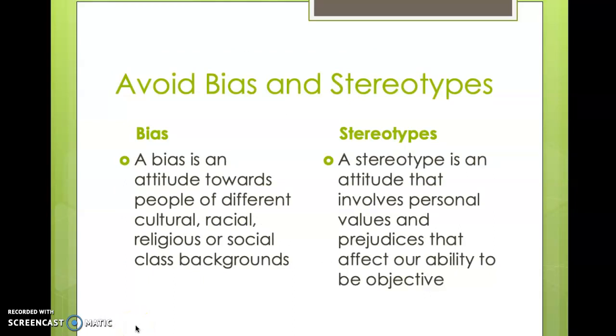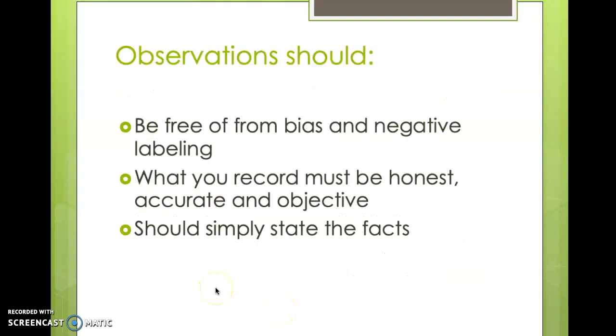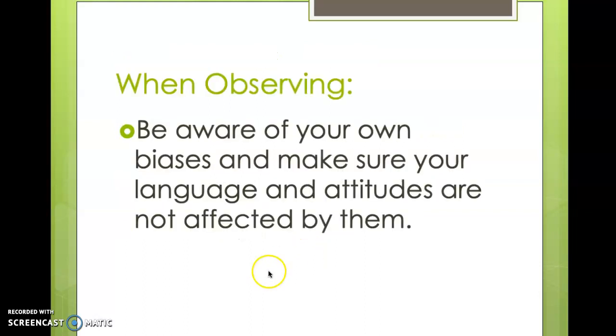You want to avoid biases and stereotypes, biases in attitude towards people of different cultural, racial, religious, or social class backgrounds. Stereotypes are an attitude that involves your personal feelings and prejudices that may affect your ability to be objective. Observations need to be free of bias and negative labeling. What you record must be honest, accurate, and objective. You should only state the facts of what you're seeing and hearing. Be aware of your own biases and make sure your language and attitudes are not affected by them.